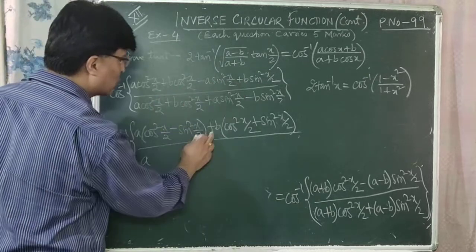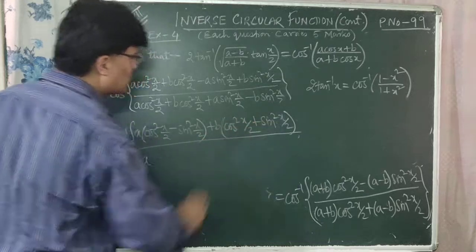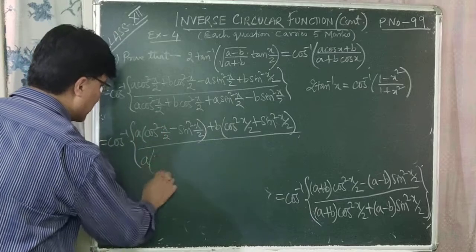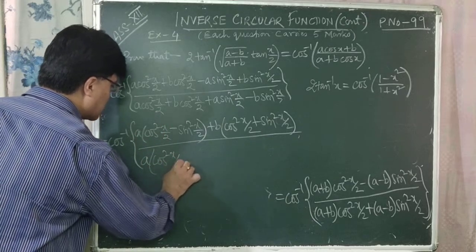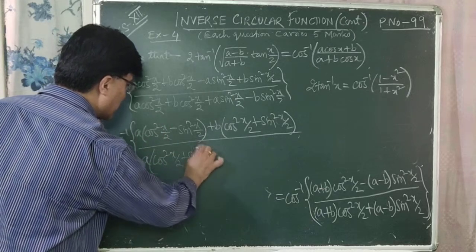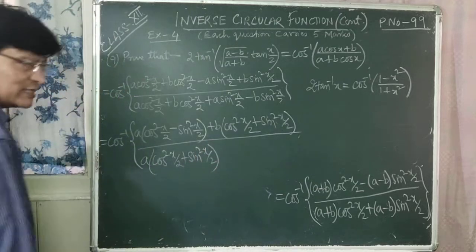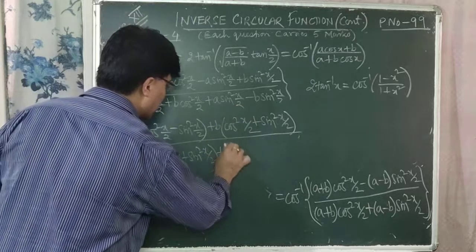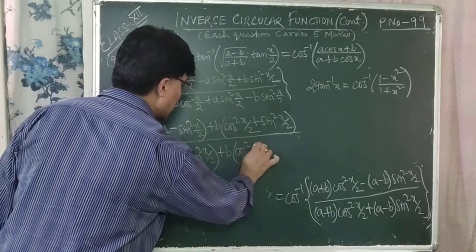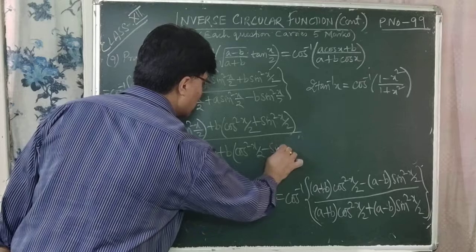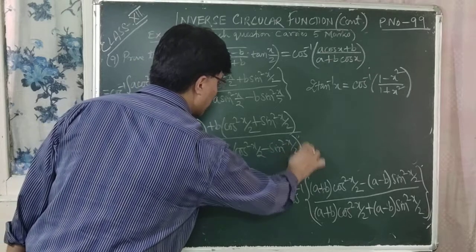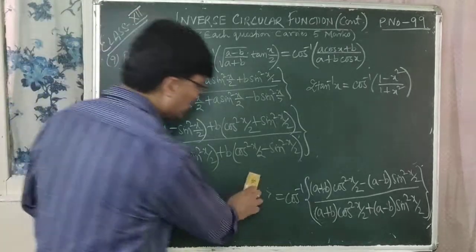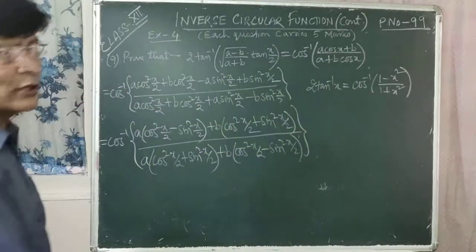From second and fourth, what is common? Plus B. Within bracket cos square x by 2 plus sin square x by 2. In the denominator also, here A is common, within bracket cos square x by 2 plus sin square x by 2, right? And from second and fourth, what is common there? Plus B. Within bracket cos square x by 2 minus sin square x by 2. Here second bracket is closed. So is that clear to all of you?